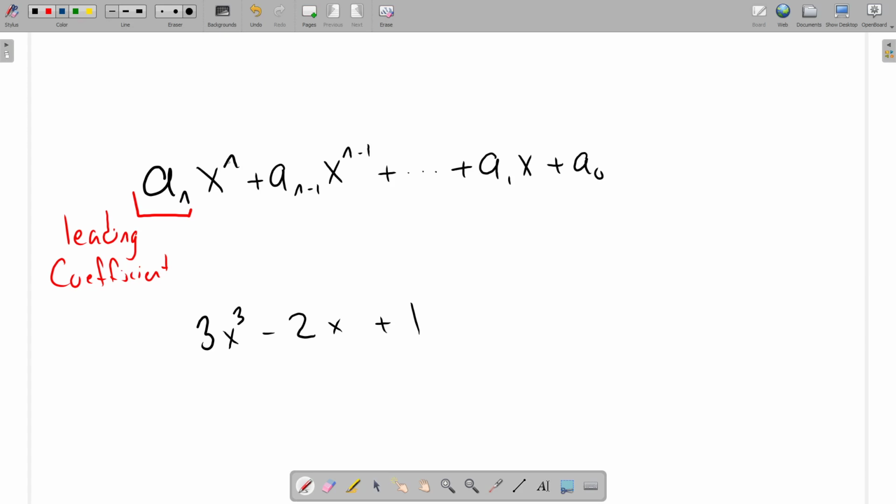We also have exponents. Down here in this more specific example, we have an x to the power of 3. In my general form, I have x to the power of n. So the highest one, the highest power, the highest exponent is the degree of the polynomial.